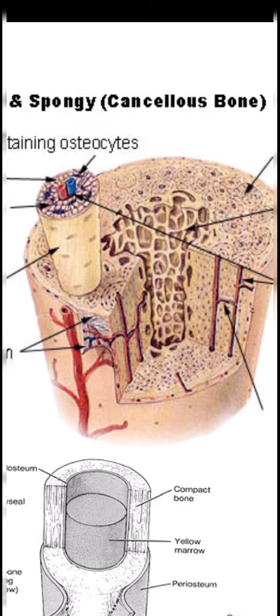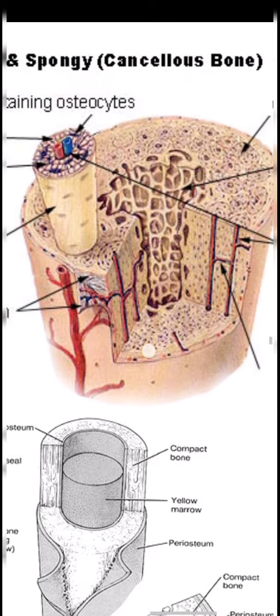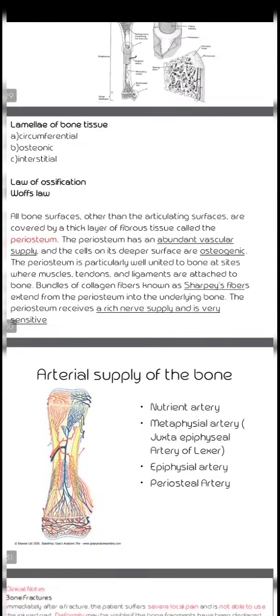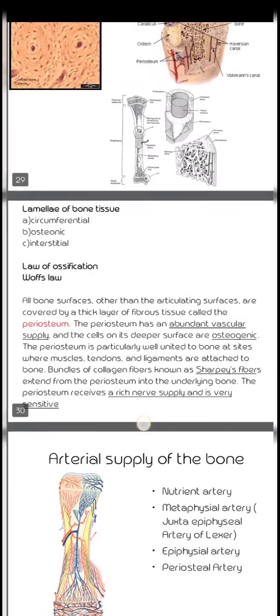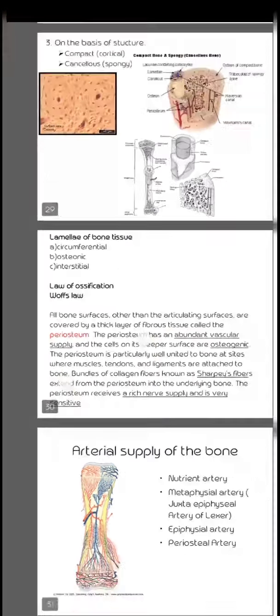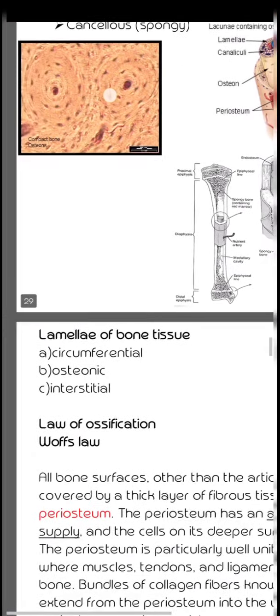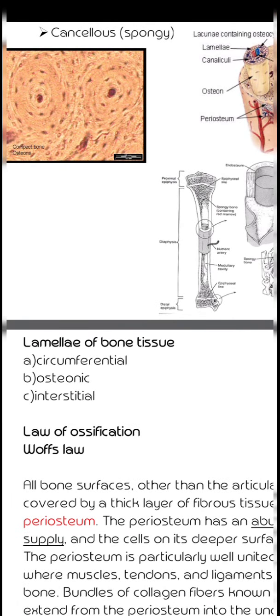Right now you just need to know the names of different structures that are present here. That is more than enough. Okay, so the lamella of the bony tissue, or how the structures are located in an osteon. It may be circumferential, circumferential is in circle, osteonic or interstitial.